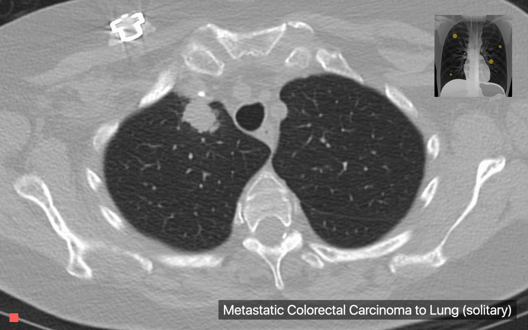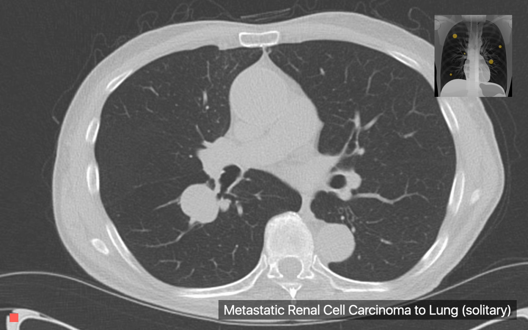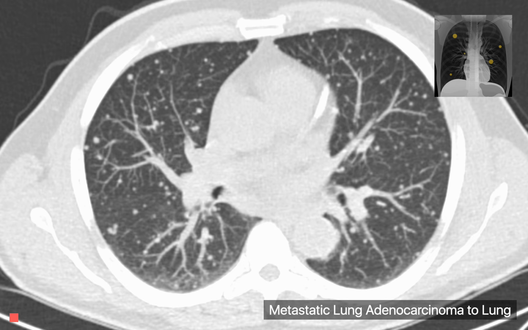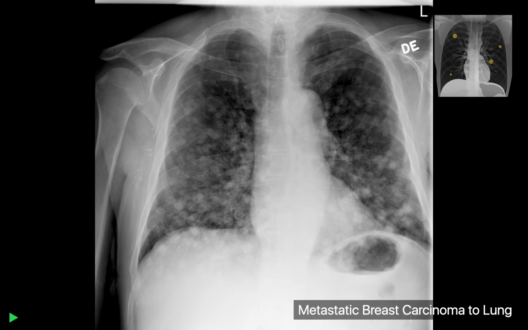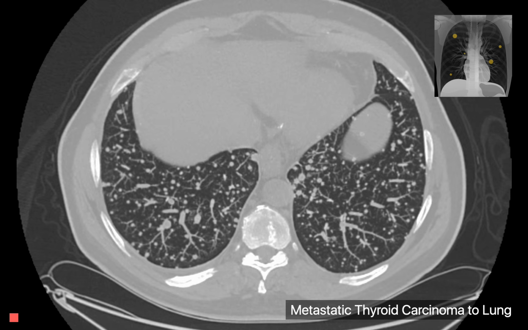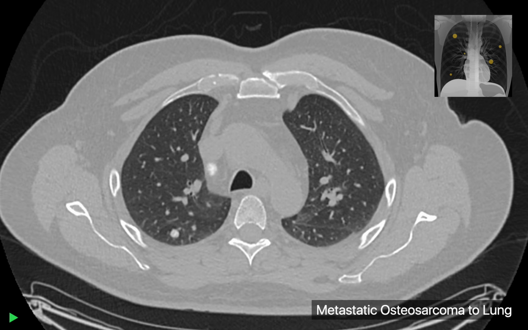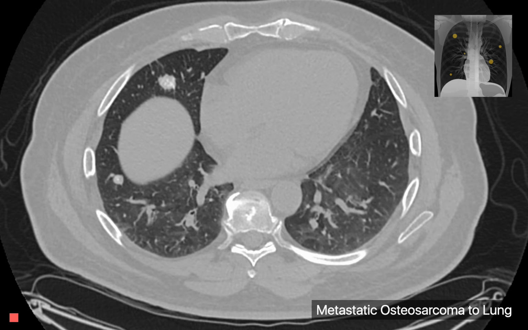Here's an example of a solitary colorectal carcinoma to lung, and here's an example of a solitary renal cell carcinoma to the right lung. In this case of lung adenocarcinoma metastatic to lung, the nodules are very small but numerous, while in this case of metastatic breast cancer to the lung, the nodules are a bit larger and numerous. While in this case of metastatic thyroid cancer to lung, the nodules are tiny but innumerable. Lung parenchymal metastases are typically non-calcified. However, in the setting of osteosarcoma, metastases may be completely or partially calcified.